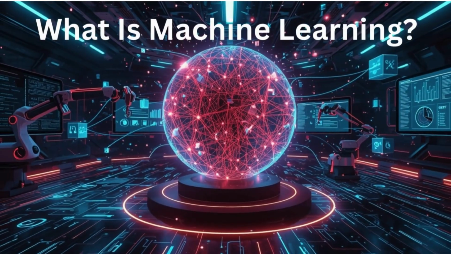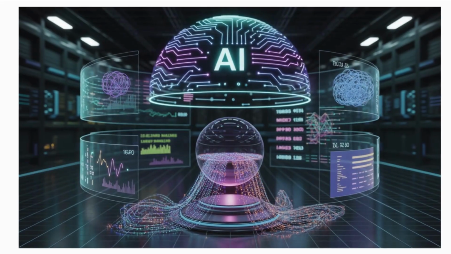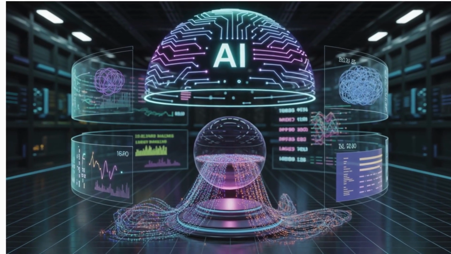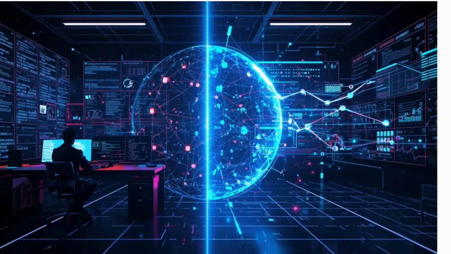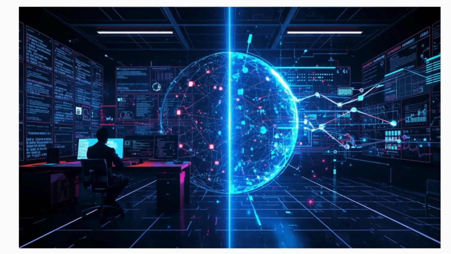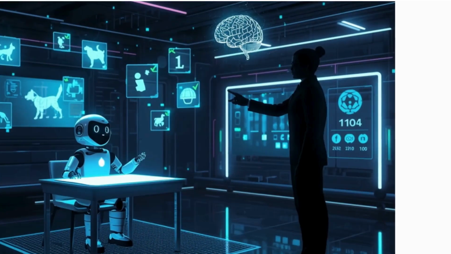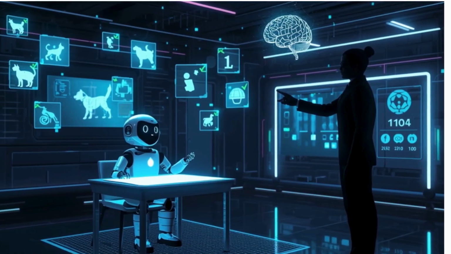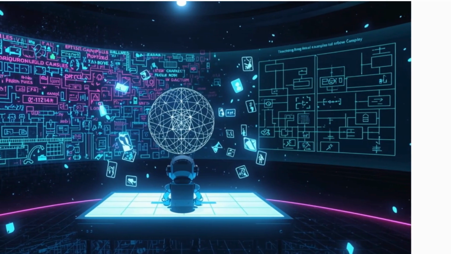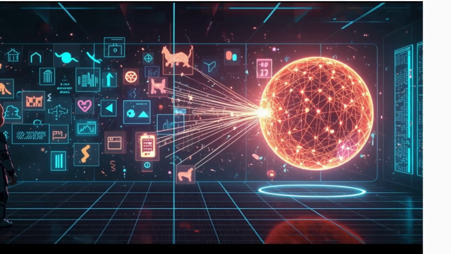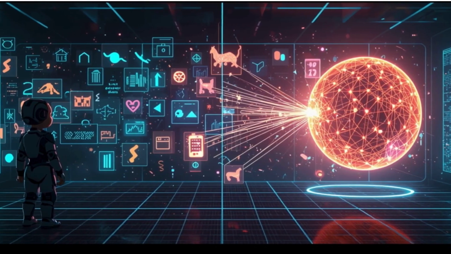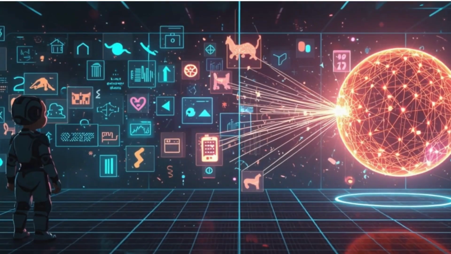What is machine learning? Machine learning is a subset of artificial intelligence. Instead of programming every rule manually, we allow machines to learn patterns from data. Think of machine learning like teaching a child. You don't give the child thousands of rules. Instead, you give them examples. Over time, they start recognizing patterns. Machine learning works in a similar way.